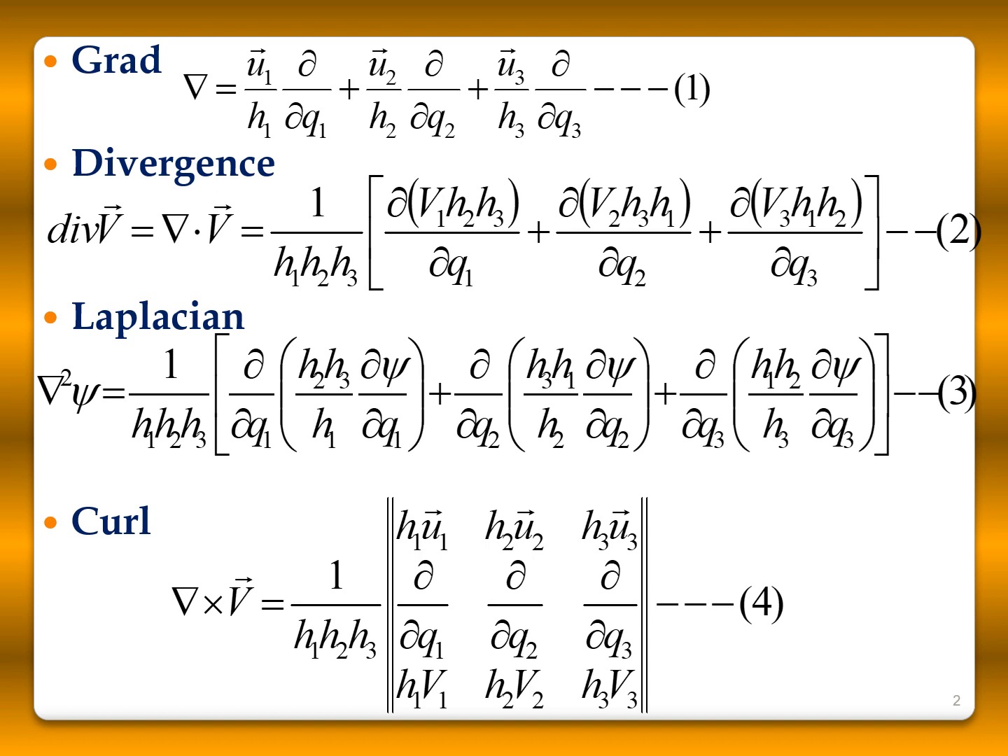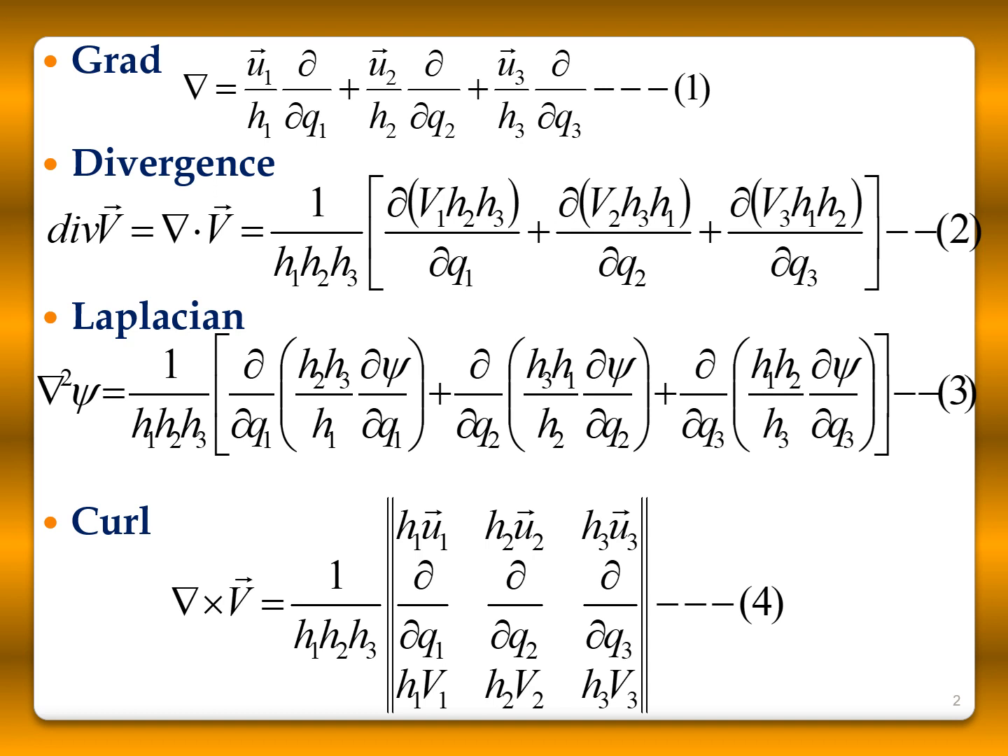And the divergence of v is equal to 1 by h1 h2 h3 times dou of v1 h2 h3 by dou q1 plus dou of v2 h3 h1 divided by dou q2 plus dou of v3 h1 h2 divided by dou q3.